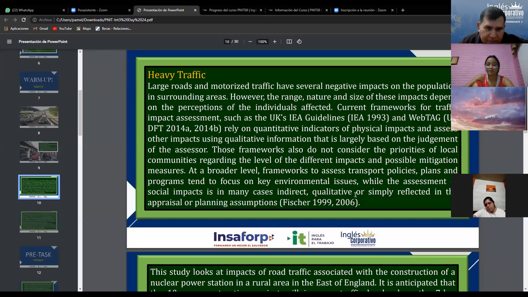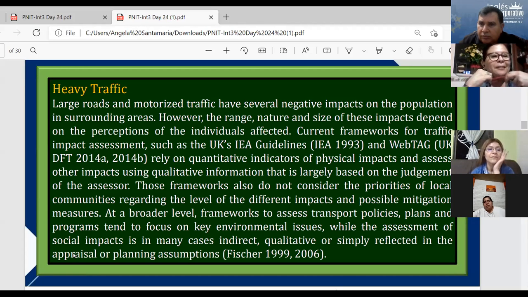Heavy traffic. I'm going to read the first slide. Large roads and motorized traffic have several negative impacts on the population in surrounding areas. However, the range, nature, and size of these impacts depend on the perception of the individuals affected.